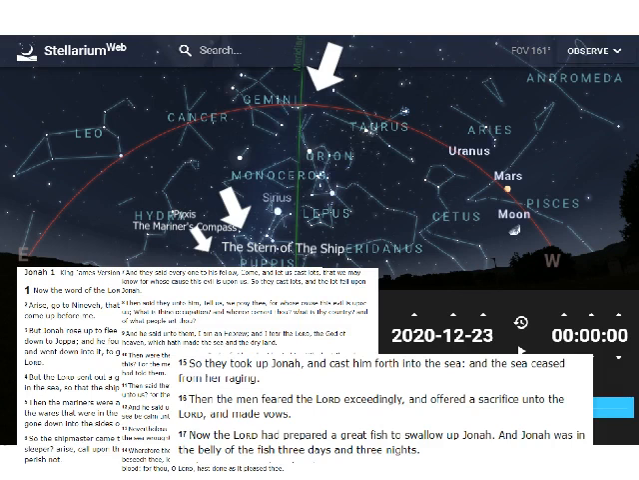Now the Lord had prepared a great fish to swallow up Jonah, and Jonah was in the belly of the fish 3 days and 3 nights.